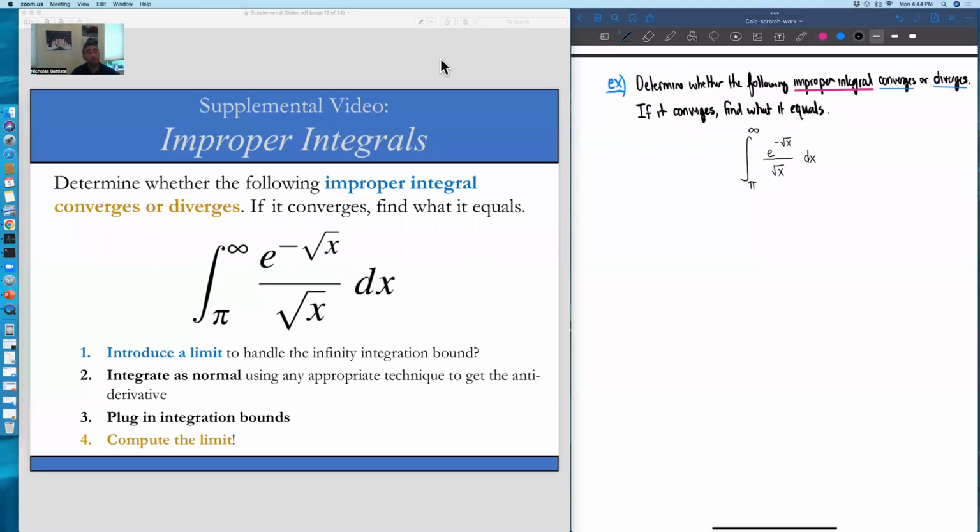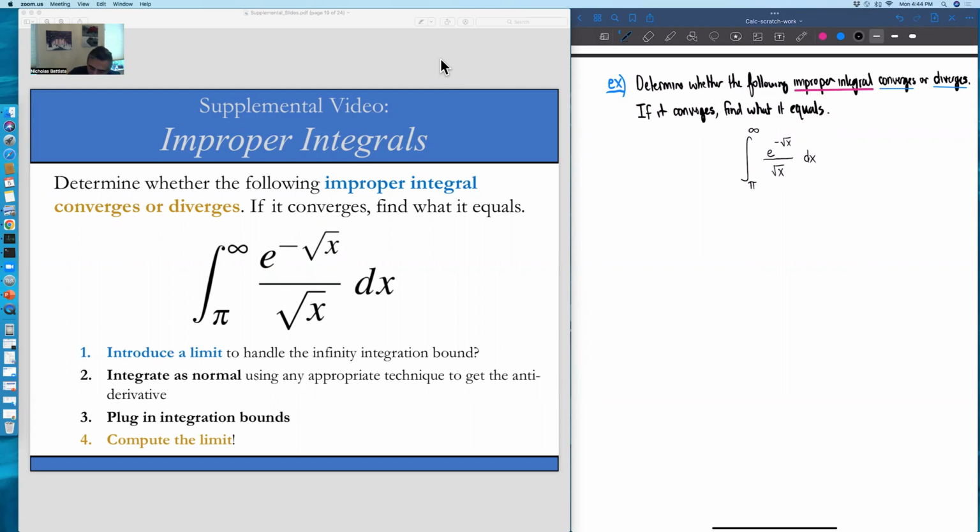In this example, we're going to determine whether this improper integral on the left-hand side converges or diverges. In practice, we're just going to actually try to compute this improper integral. If we get a finite number at the very end, then it converges. If we get a plus or minus infinity, then this improper integral is divergent. So let's look at what we have.